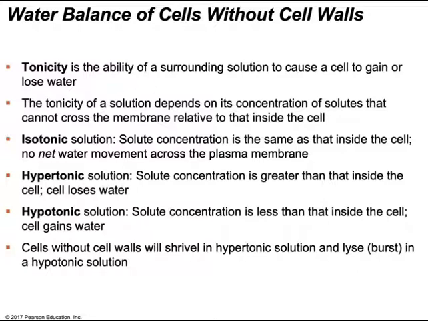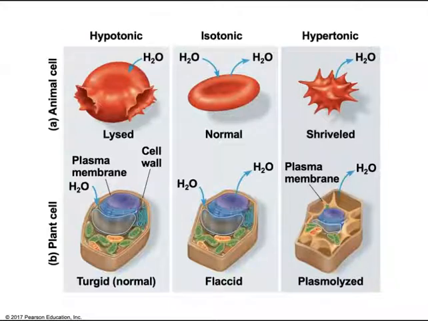Let's start with isotonic as it's the easiest one to understand. Isotonic solutions have a solute concentration that is the same as that inside the cell. Therefore, there's no net movement across the plasma membrane. The central panel shows an isotonic red blood cell, which maintains its proper shape and therefore function. Notice there's water diffusion both into and out of this cell. Osmosis is therefore in equilibrium here, with no net change in movement.